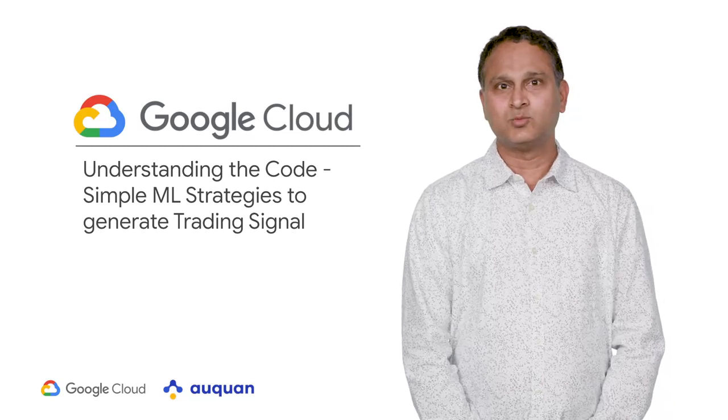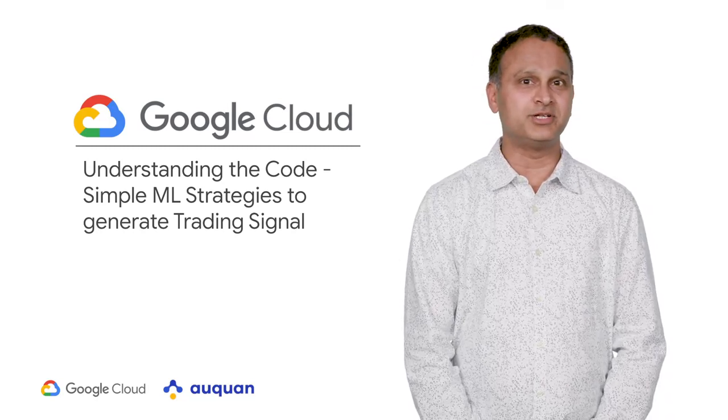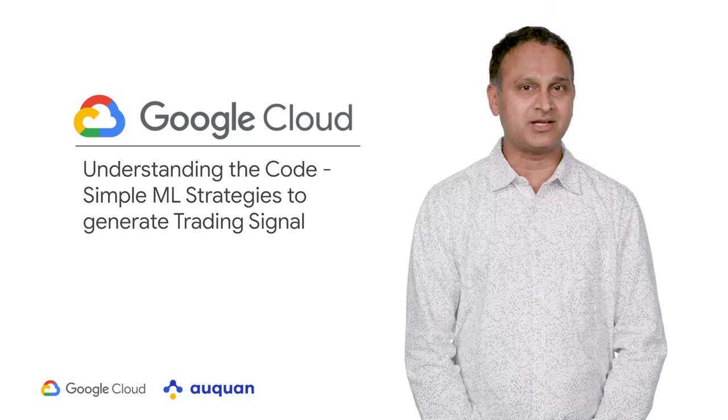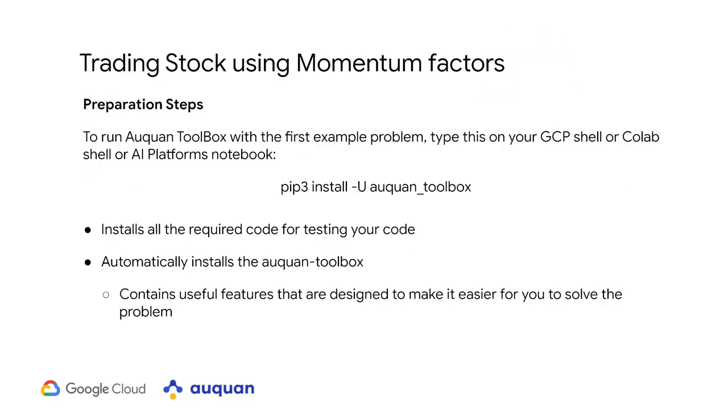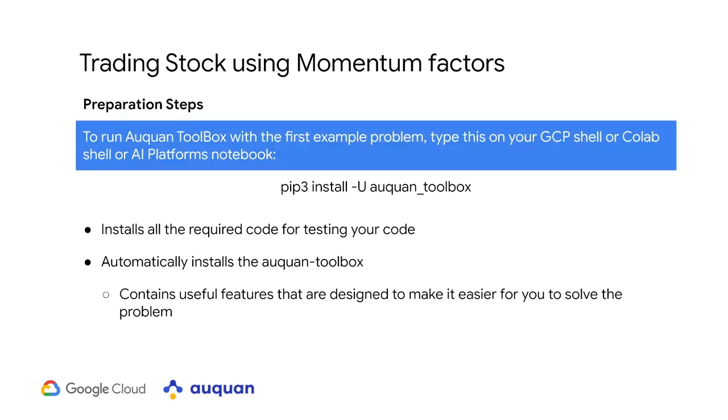In this section, we will try to understand the code in our Jupyter Notebook, simple ML strategies to generate trading signal. Before we can use Aquan Toolbox to solve their sample trading problem, we need to take a few preparation steps. First, we need to install Aquan Toolbox on our cloud instance along with the sample code and data for their first example problem. To do that, you must type the following command on your GCP shell or Colab shell or AI Platforms notebook.